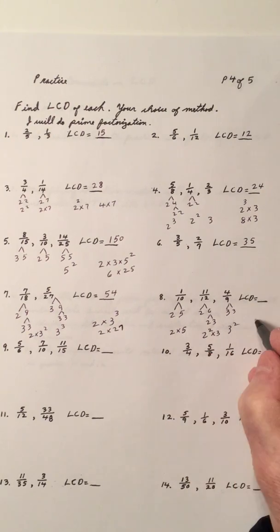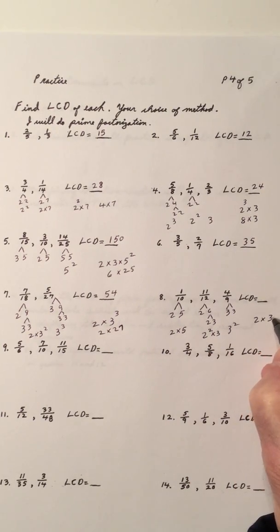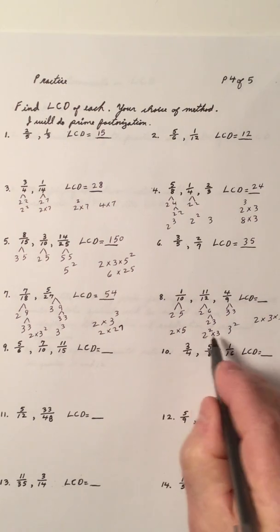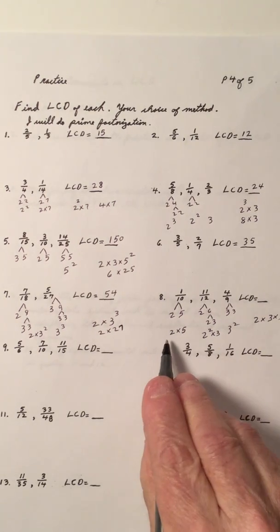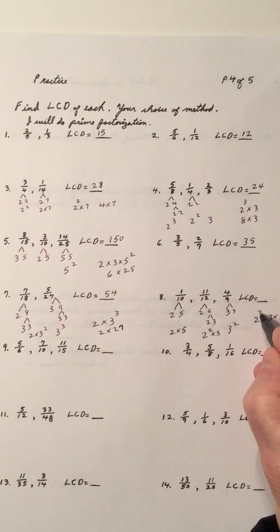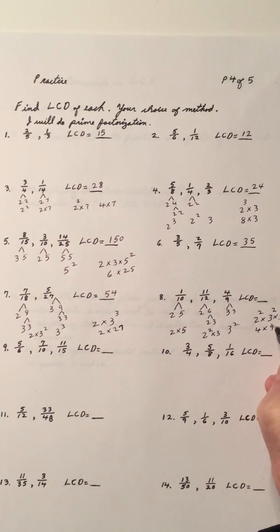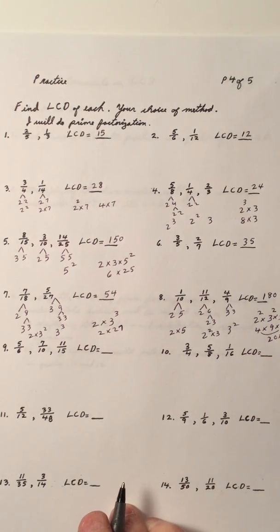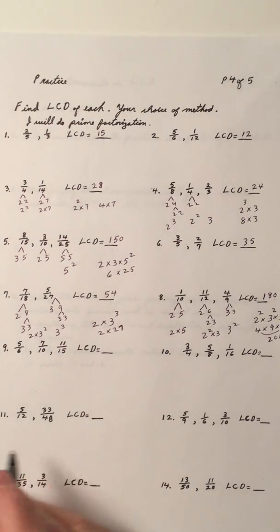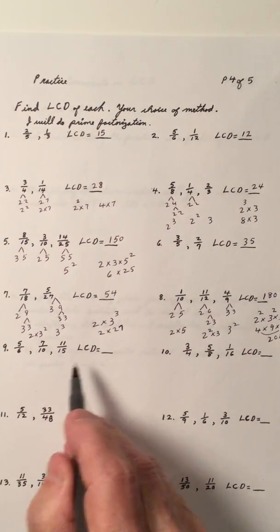Least common multiple, we need a 2, we need a 3, and we need a 5. The largest power of 2 is 2. The largest power of 3 is 2. And we have one 5. So that's 4 times 9 times 5. If you think about it, that's 20 times 9. 180 is my least common multiple, my least common denominator. As you can see now, there's a pattern for finding the least common denominator.